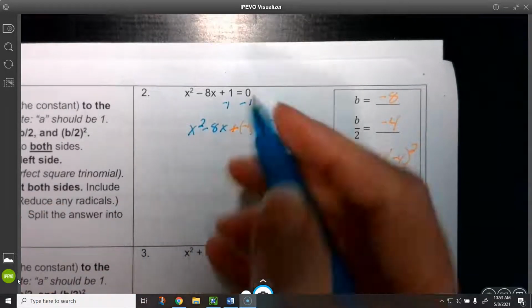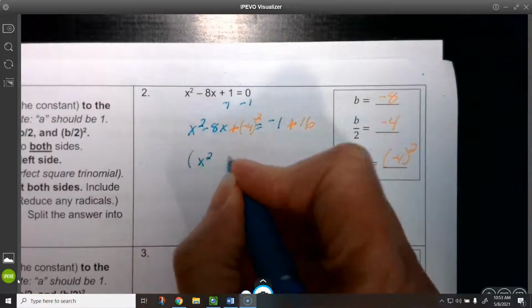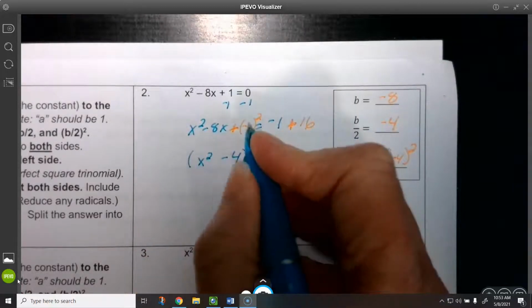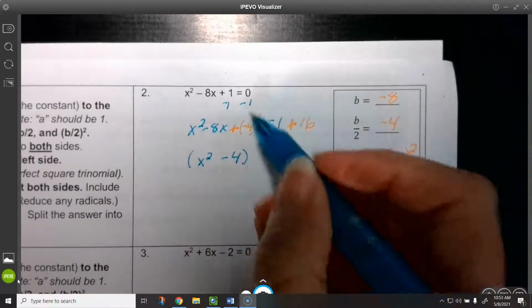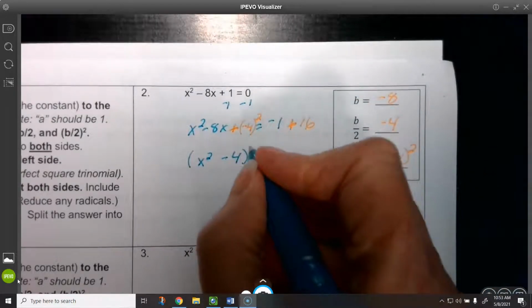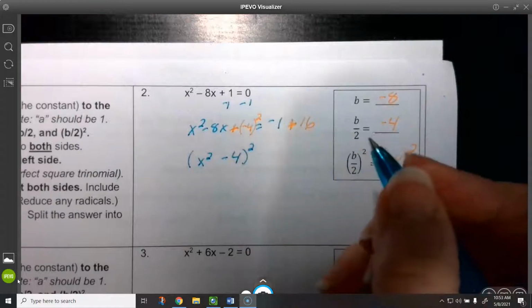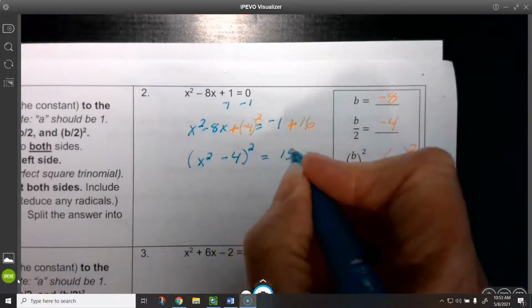So we're going to factor this. We take the square root of the first one and the square root of the last one. That's the reason I like to leave it this way. I like to leave it not squared so I know that my negative comes down here. If I leave it right like that, a negative 4. And on this side we have 15.